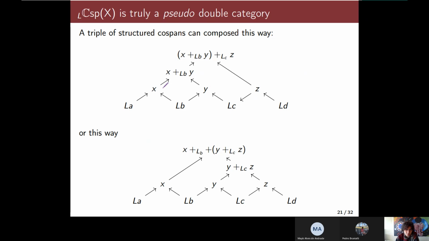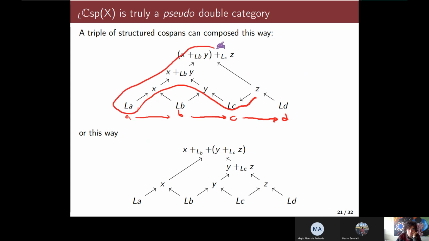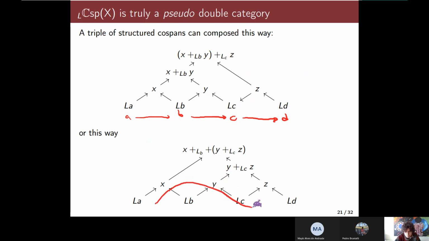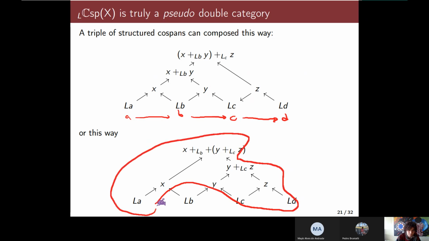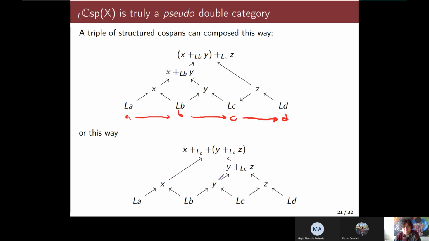And there are two ways of composing a triple of composable morphisms. This will go from A to B. This structured cospan goes from B to C. And this structured cospan goes from C to D. And so we can either compose the first two by doing this pushout and compose the last, and then compose what you got with this pushout diagram here. Or you can compose the last two and then compose it with this. So there are two ways of composing this.